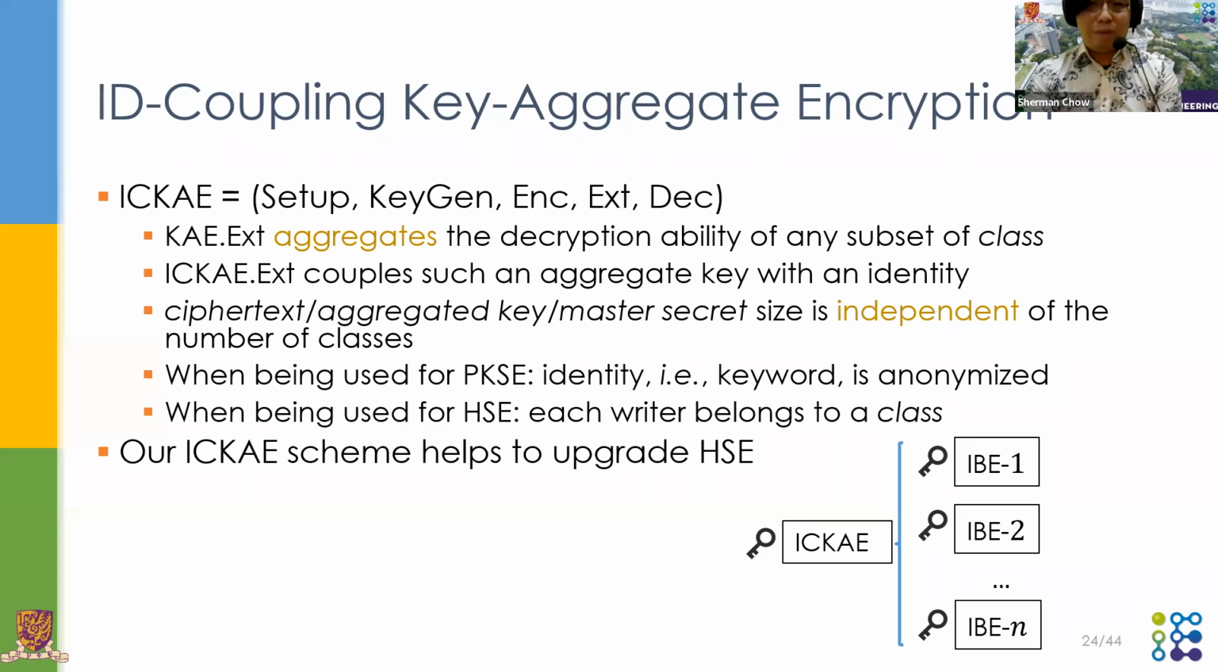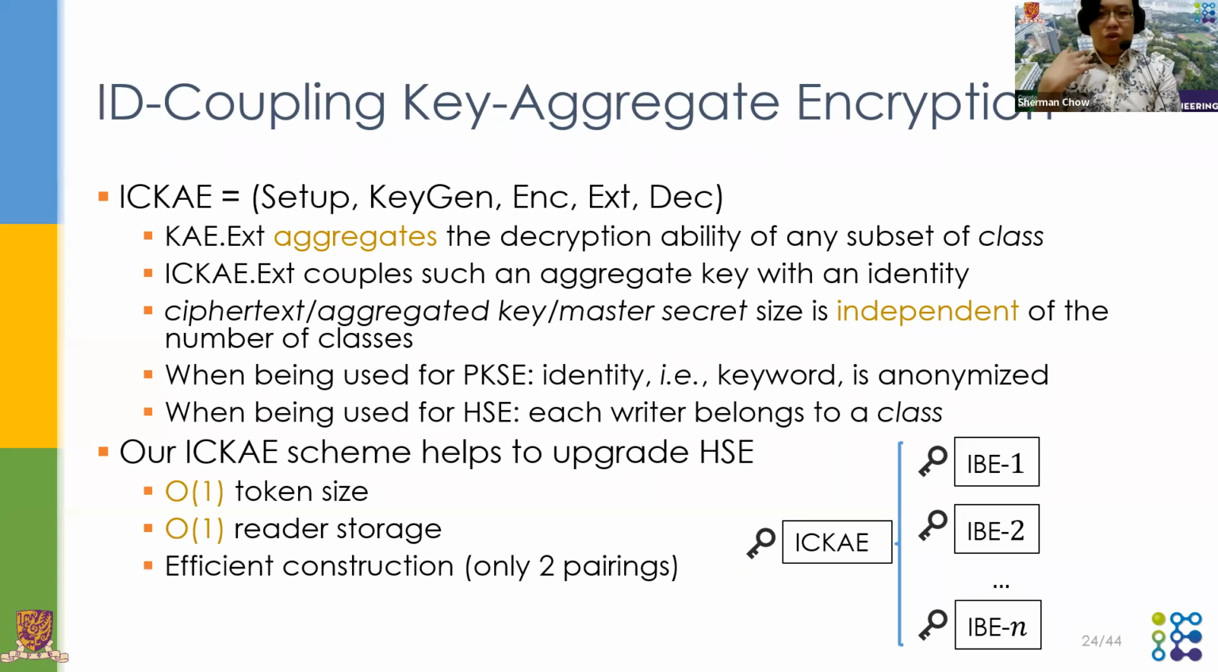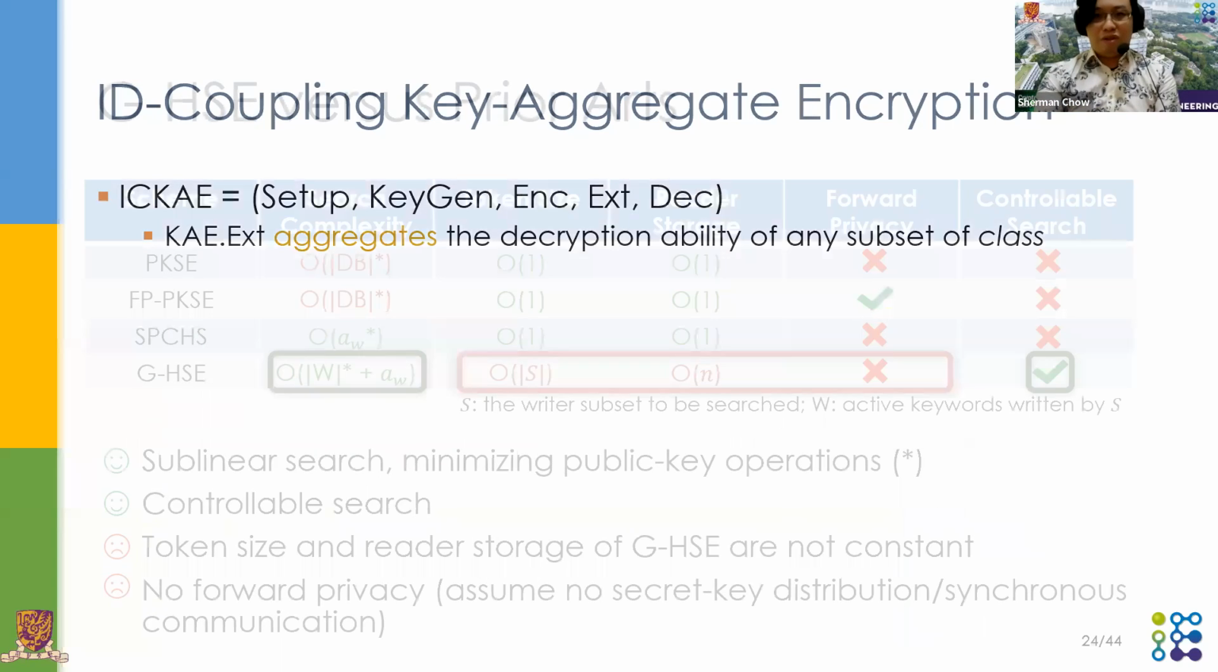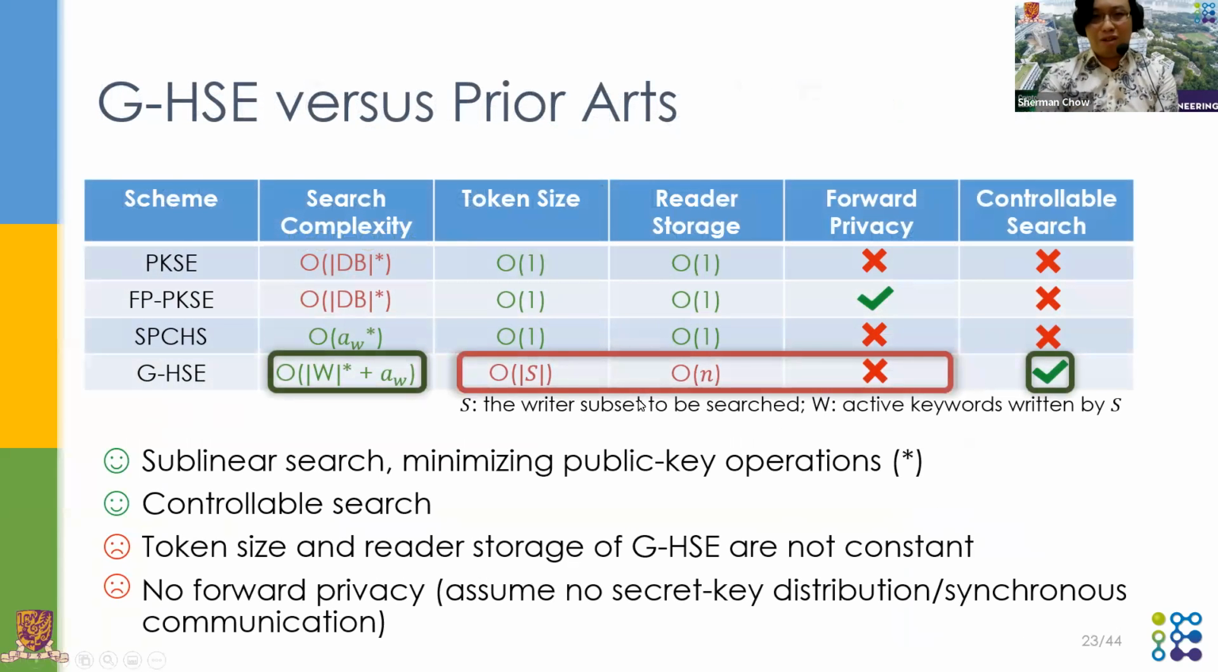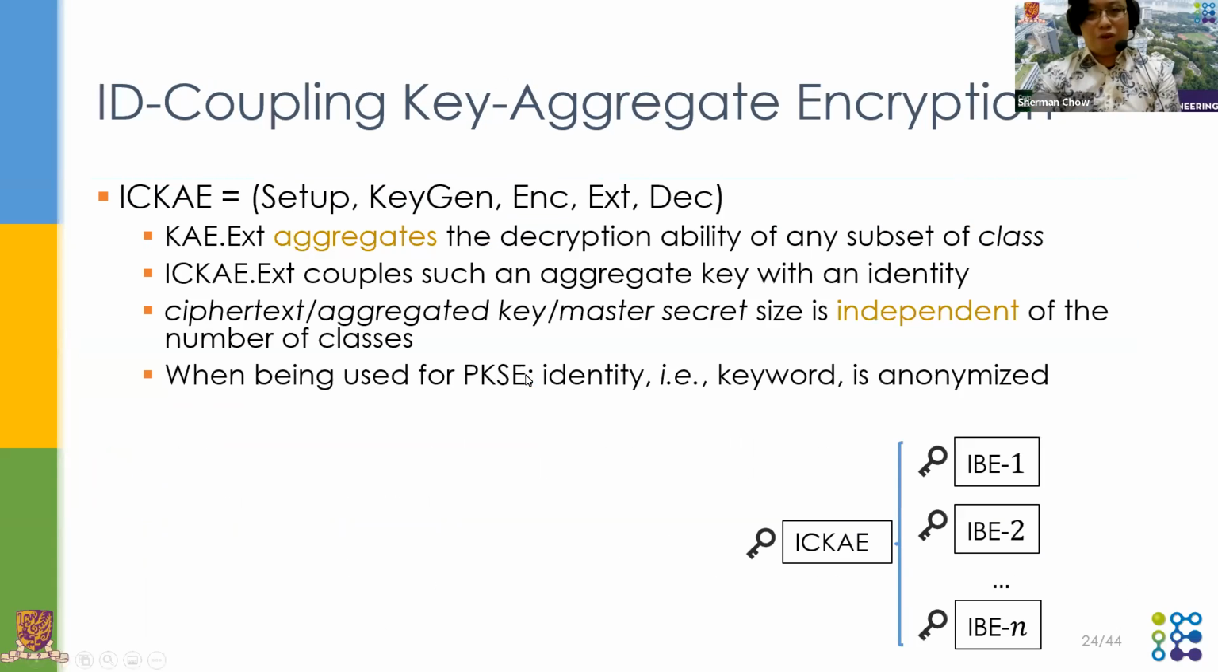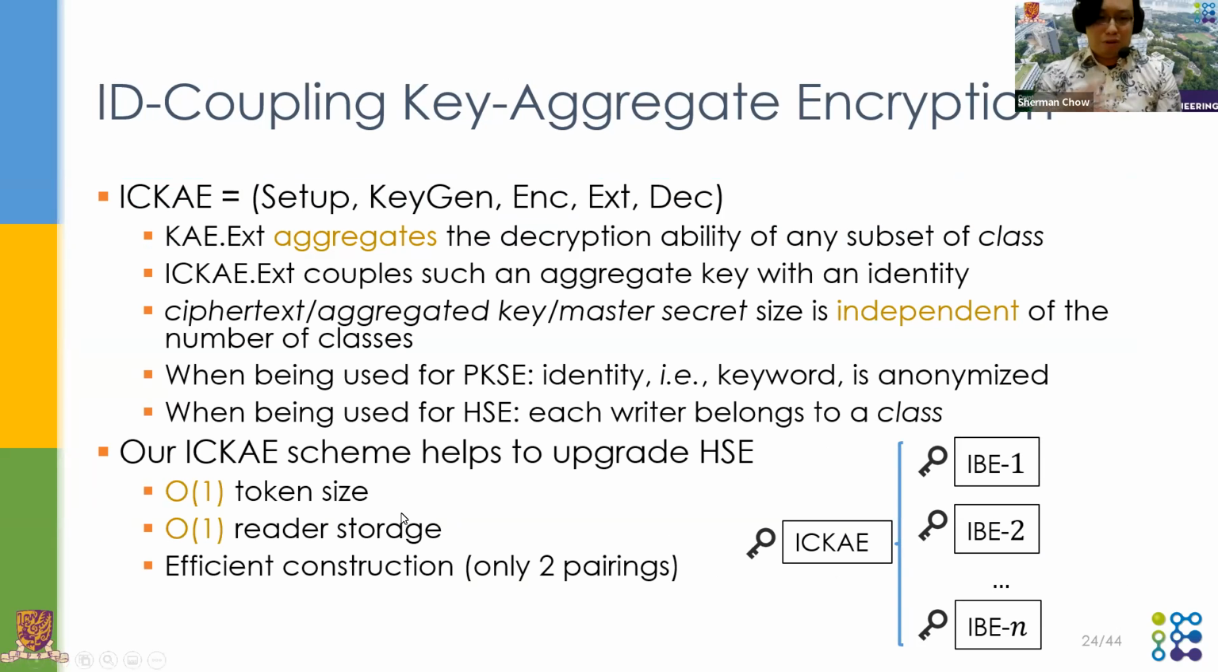So to spell it out, if I use this new primitive to replace IBE, then we will have order 1 token size and order 1 metadata storage, and that is what we want in order to get rid of these two red boxes in this table. So it is order 1, no matter which subset I want to search, there is still order 1 size. And yes, that will be something talking about the ICKE instantiation detail.